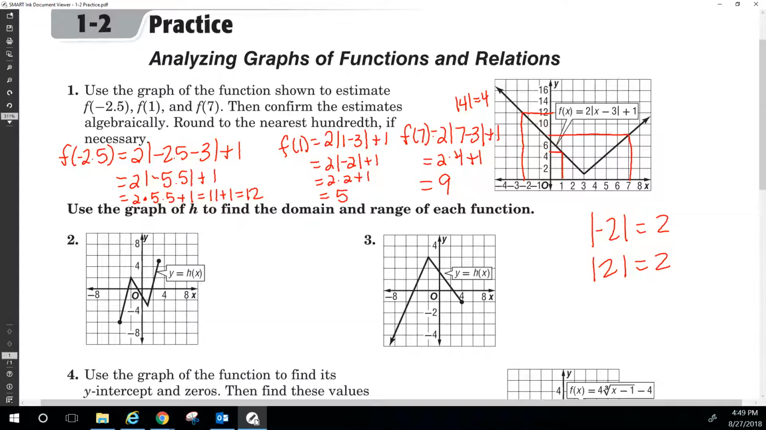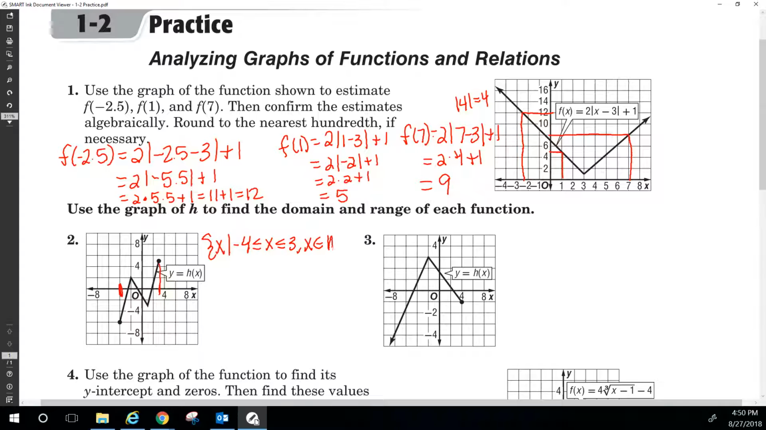Number 2, use the graph of h to find the domain and range of each function. I'm going to do the first one in set builder notation and the second one in interval notation. So for number 2, my domain goes from here, which is negative 4, to what looks to be about 3. So this is the set of all x's such that x is greater than or equal to negative 4, and then less than or equal to 3.